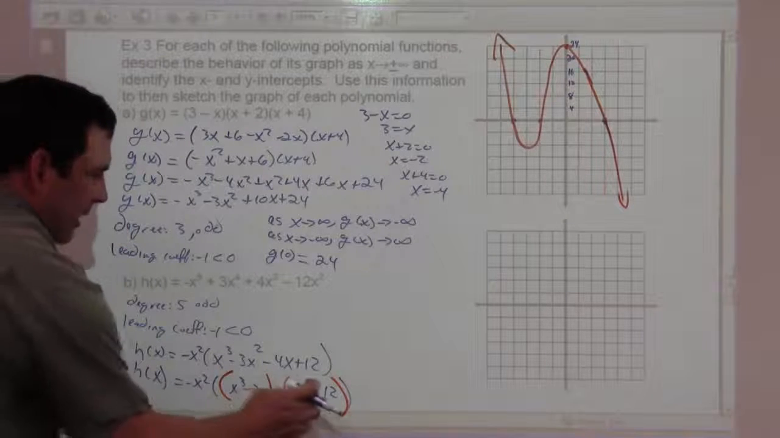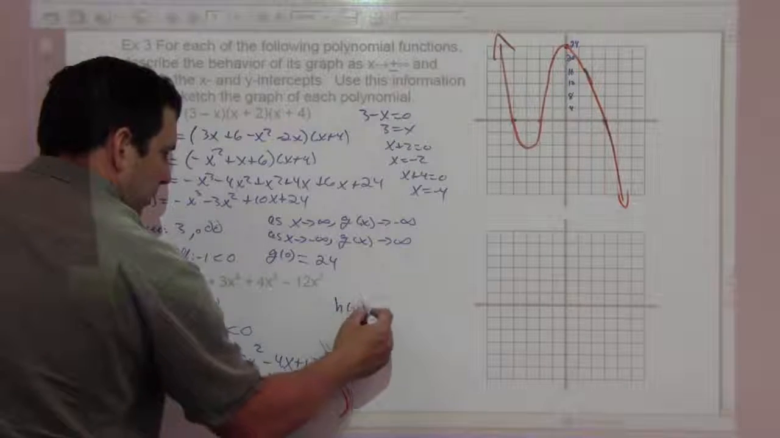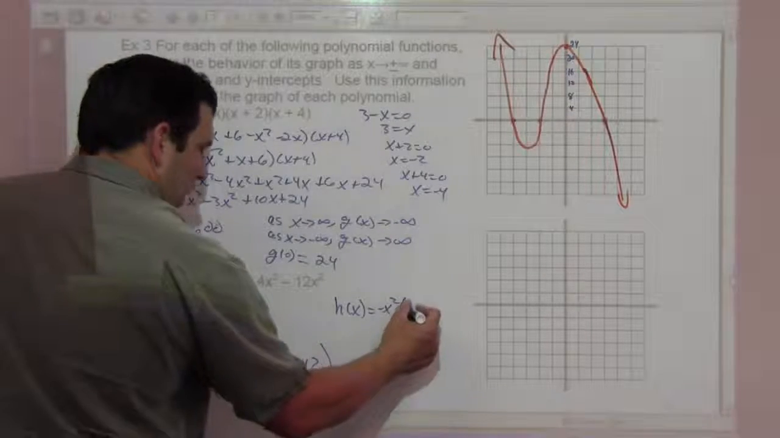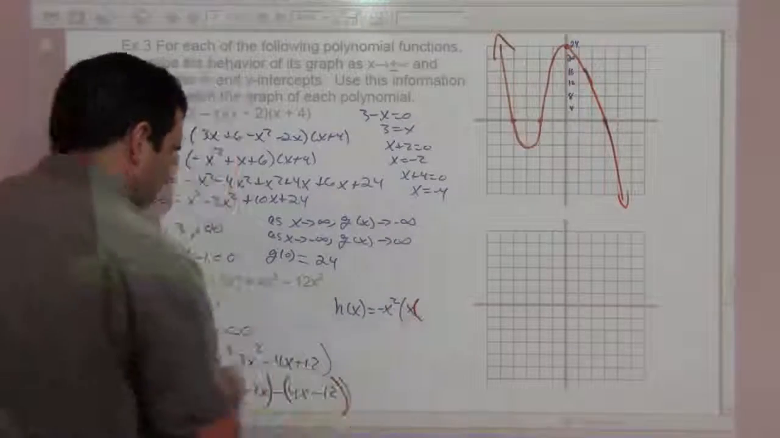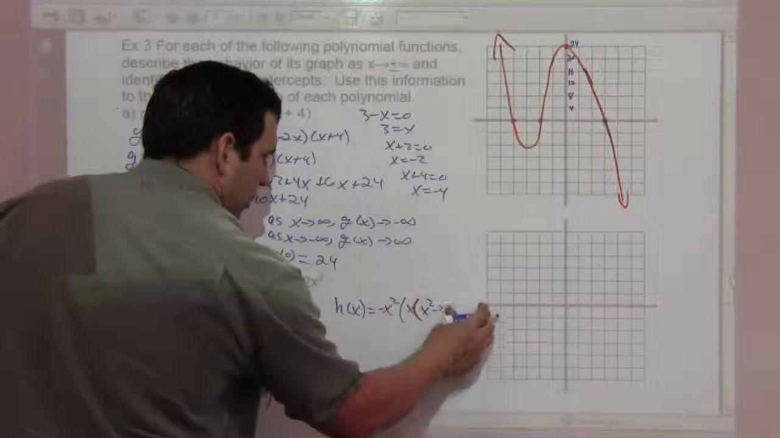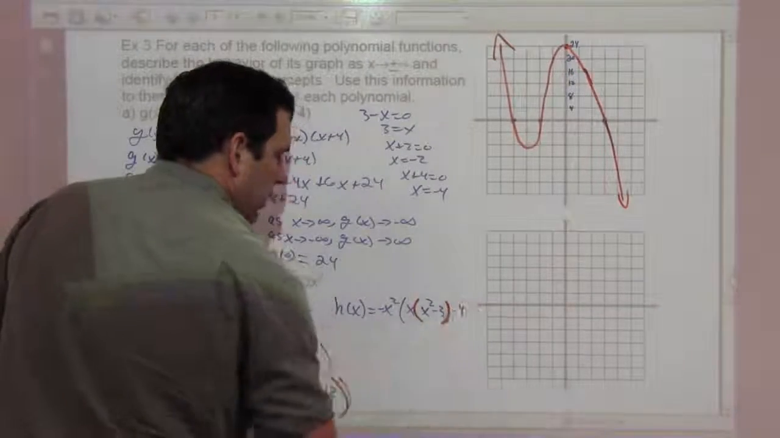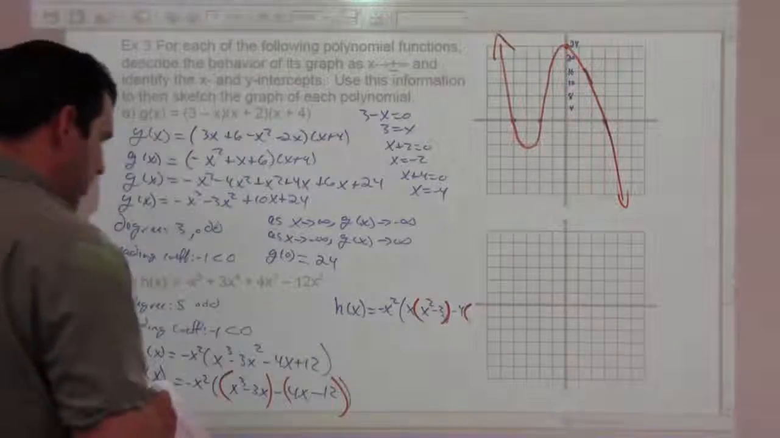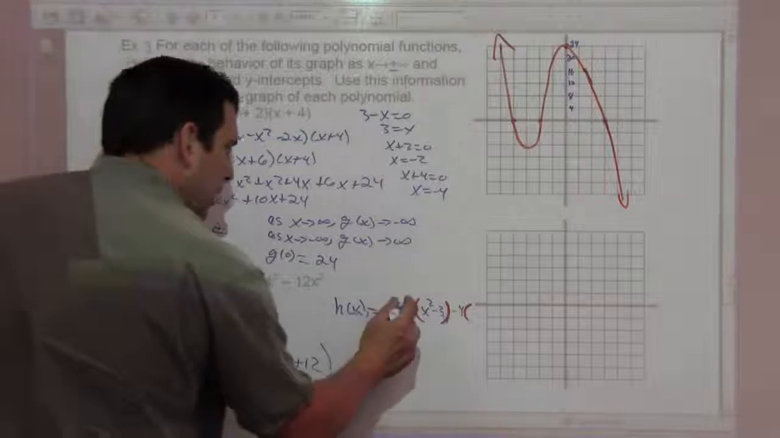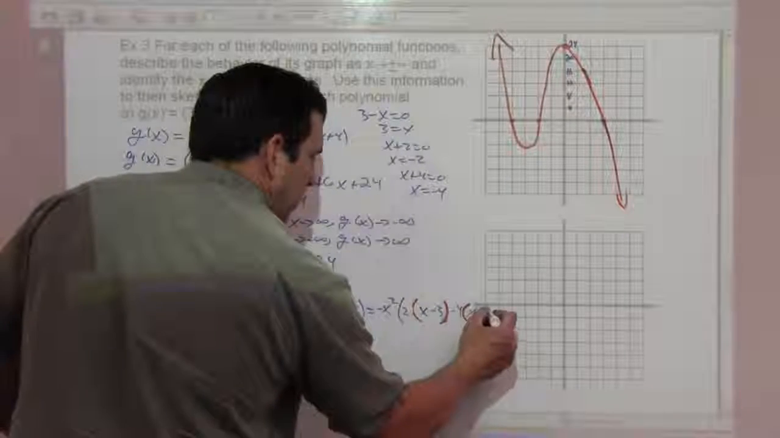When I group that, this sign in here changes to a negative. So our h of x is negative x squared times x squared times x minus 3 minus 4 times x minus 3. Excuse me, there should be a squared there. We'll pull out an x squared. So just x minus 3, 4 times x minus 3.